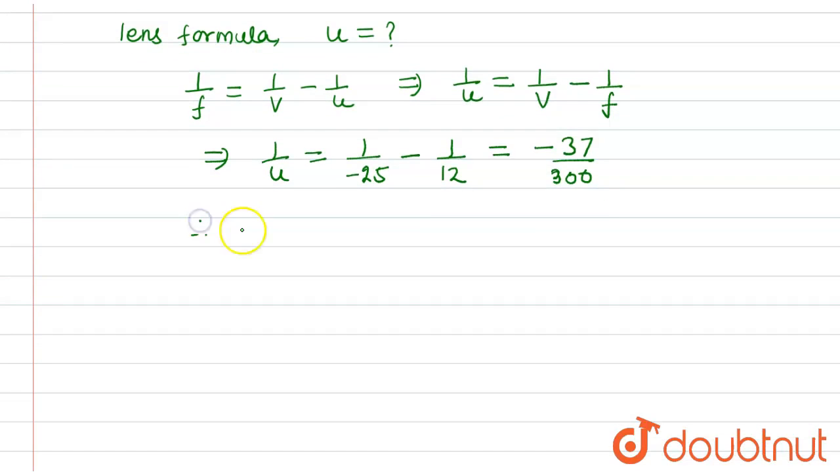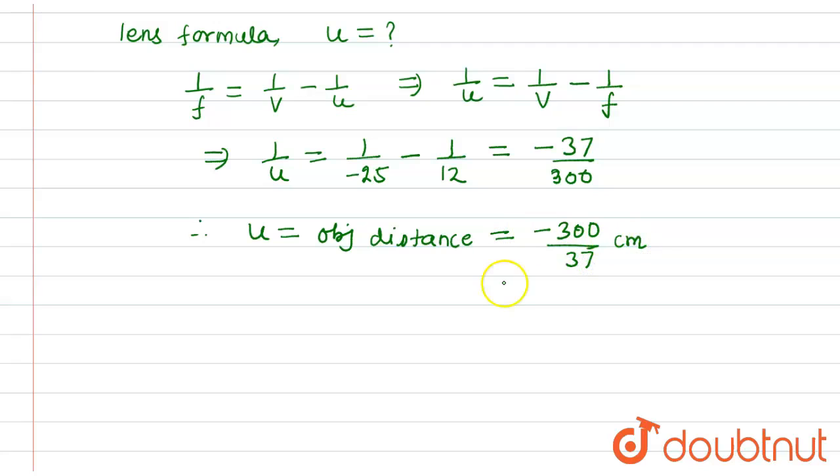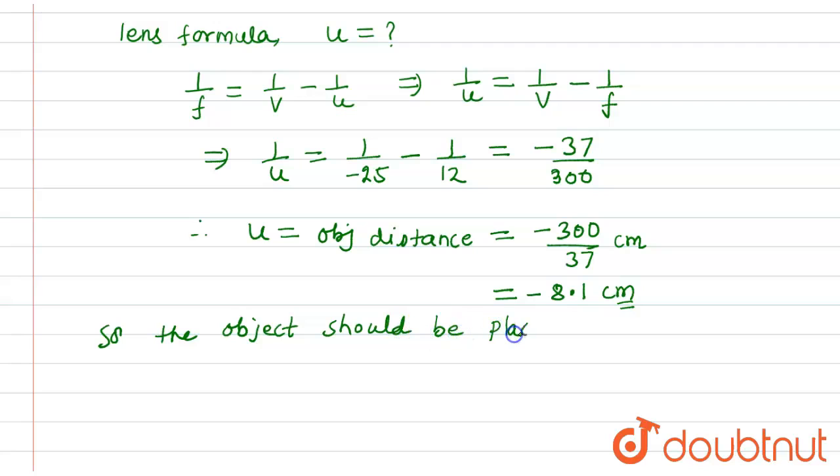So from here the u, that means the object distance, will be equal to minus 300 upon 37 centimeter, which is equal to minus 8.1 centimeter. So the object should be placed at 8.1 centimeter away from the lens.